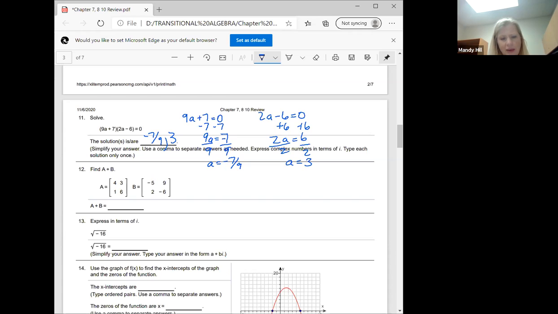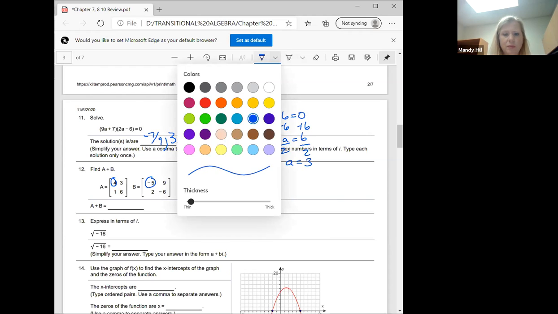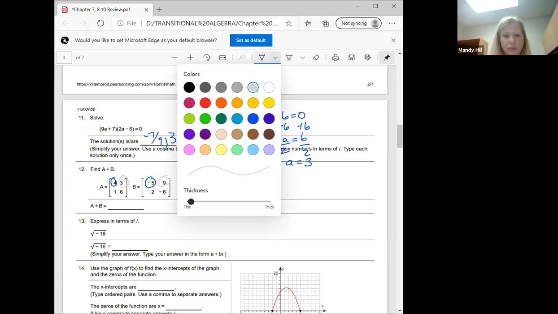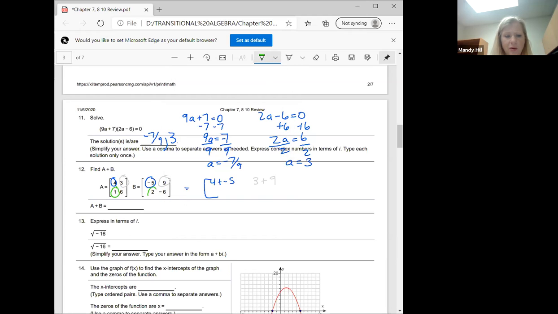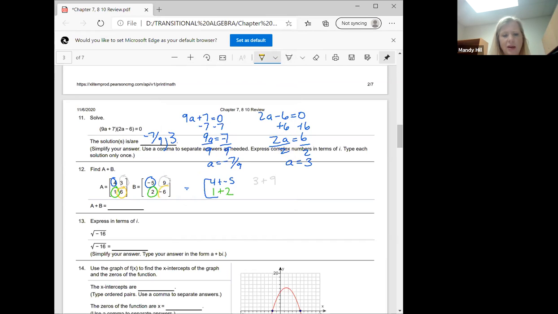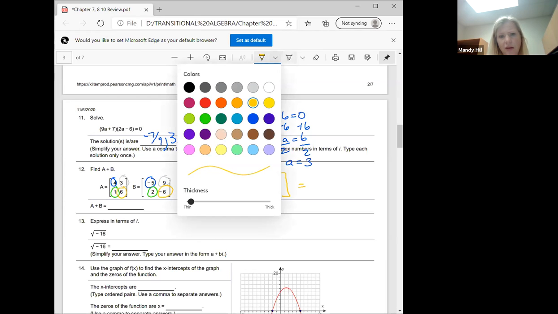It's asking us to add these. Now you can use your calculator to do this if you want to, but remember that you're adding the same things in the same places. So if we're adding a and b, we would do 4 plus negative 5 in that first spot. In the second spot, we would do 3 and 9. In the third spot, down here at the bottom, we would do 1 plus 2. And then last, we would have 6 and a negative 6. Okay, and that's going to give us our answer.